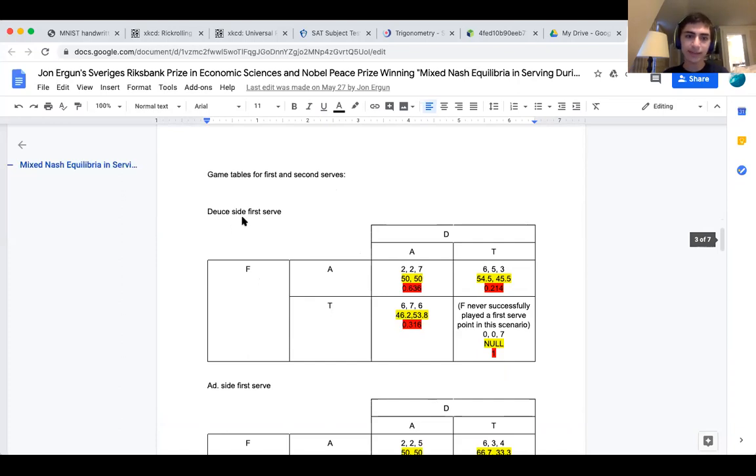So again, we can't look at both the deuce and ad sides. Yeah, Djokovic is a weird word, so many consonants. But if we're only looking at one side, remember, tennis players change sides. So we're only looking at the side where I'm on the right.